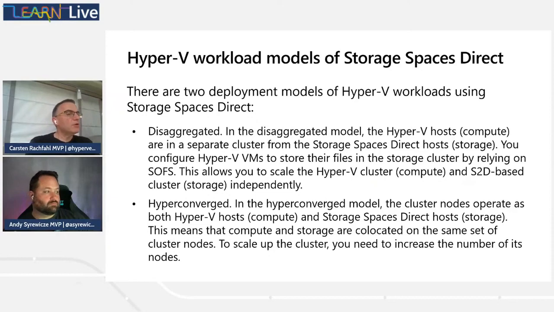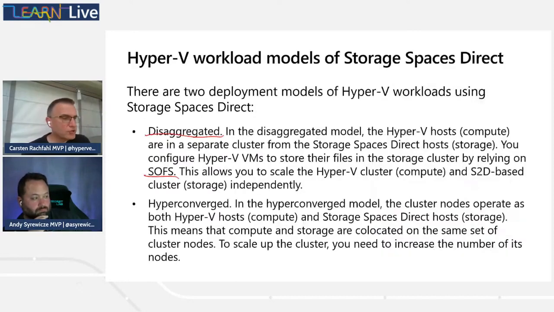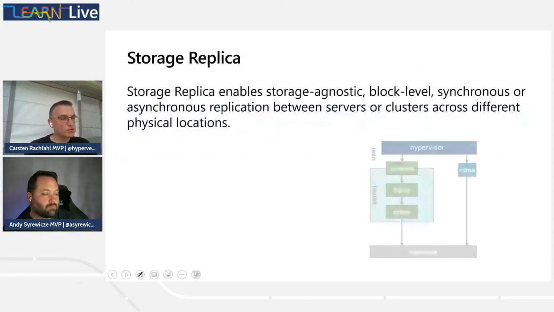So, Hyper-V workload models on Storage Spaces Direct. Disaggregated is basically if you have a separate Hyper-V cluster and a separate scale-out file server cluster. So we have two clusters. And there is another model, the hyper-converged model, where our VMs are directly running in our storage cluster. So we have both the virtual machines and the storage in the same cluster. That's hyper-converged. HCI is hyperconverged infrastructure, so this is the model we use with Azure Stack HCI. Azure Stack HCI only uses the hyperconverged model.